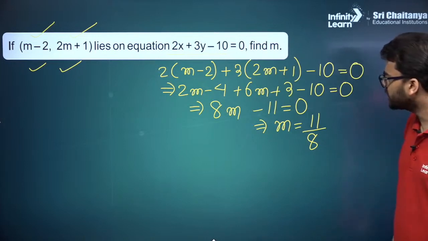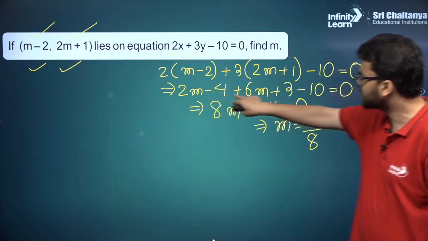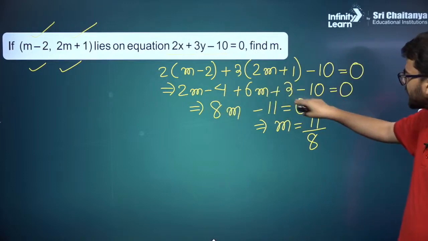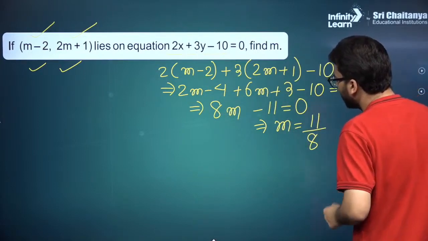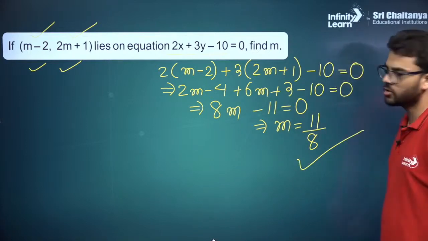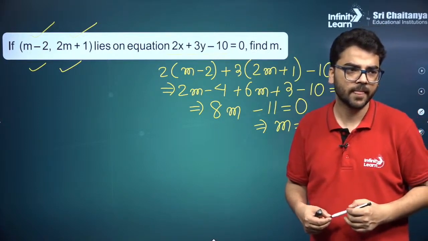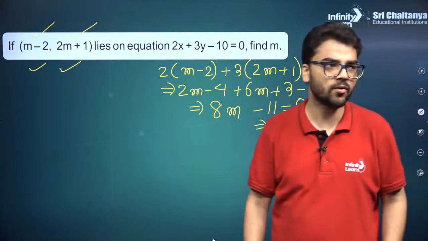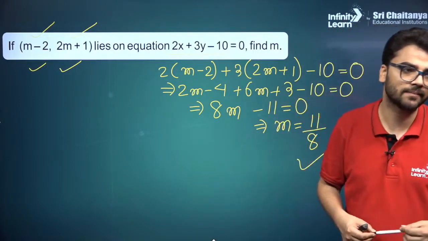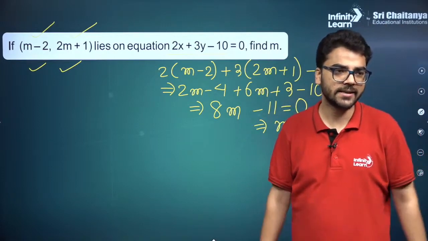Is it 9 by 8? I don't think so. 2m minus 4, 6m plus 3 minus 10. So that will be 8m. That will be 11 by 8 only, guys. You got this question, guys? Any doubt in this thing? It's a very simple question. Any doubt in the question to any student in this session? Confirm that in the chat, guys.